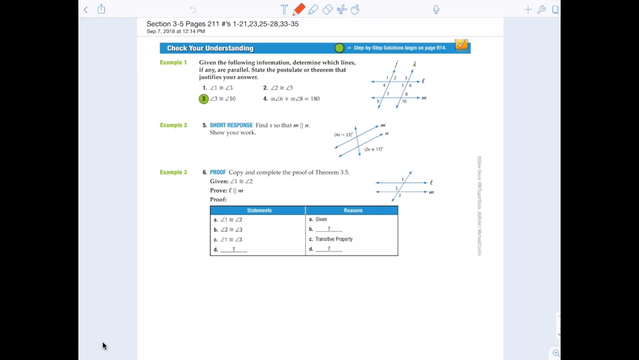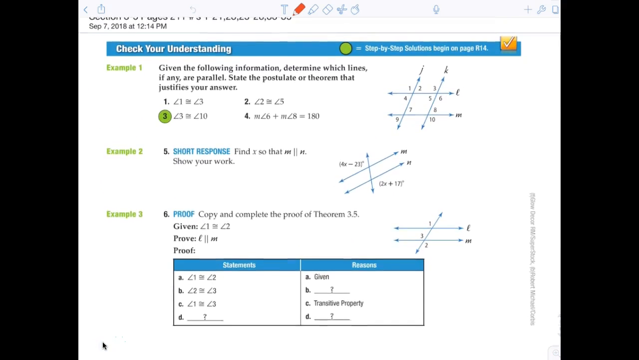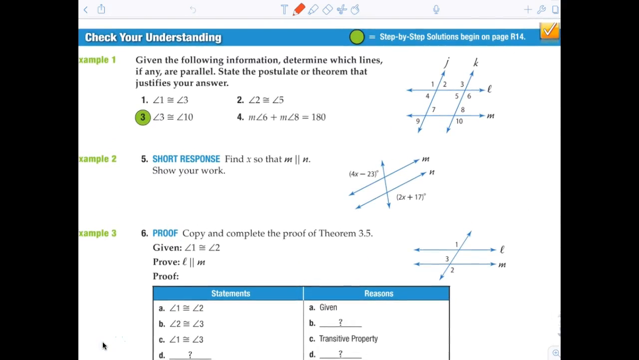Okay, here we go now. In this particular section, we're trying to find out how you determine if lines are parallel. Last week we talked about lines, and now we're going to talk about how you determine whether two lines are parallel.